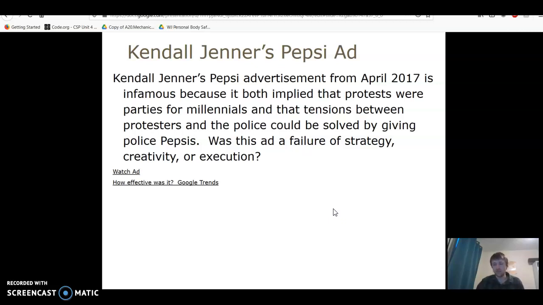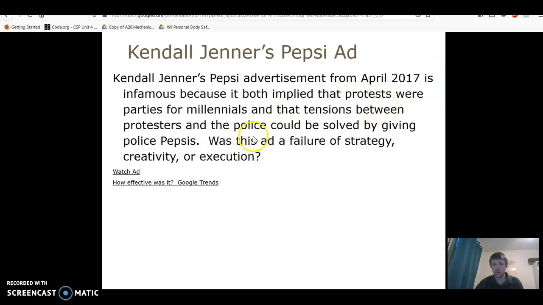Just to give you a recap of the ad without playing it, it features some people protesting. It's unclear what they're protesting. There's a police presence there holding back the protesters. And then Caitlyn Jenner walks across the line and hands a can of Pepsi to a police person, and then everyone smiles and starts partying. So this clearly makes light of some of the very dire and serious social issues that were going on at this time and are still going on to this day.